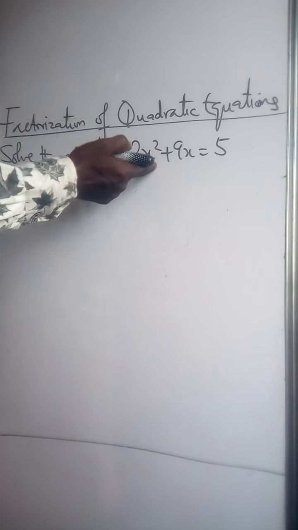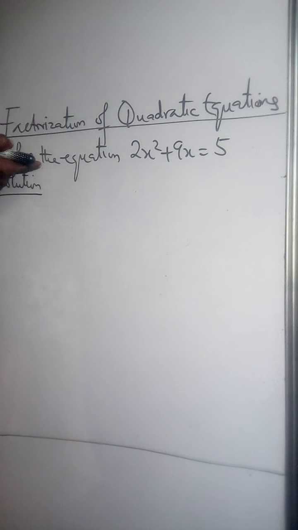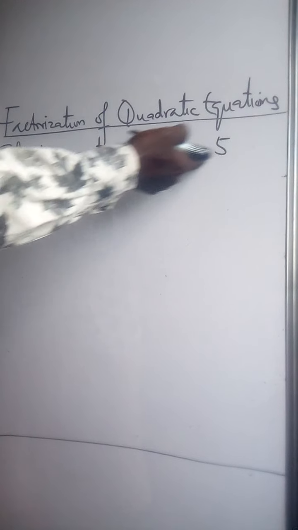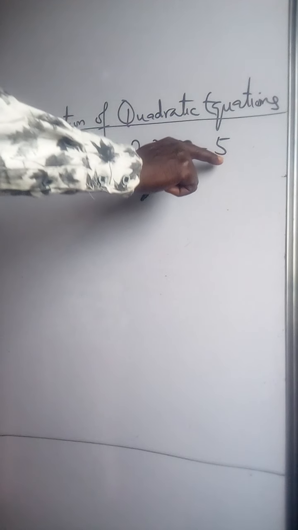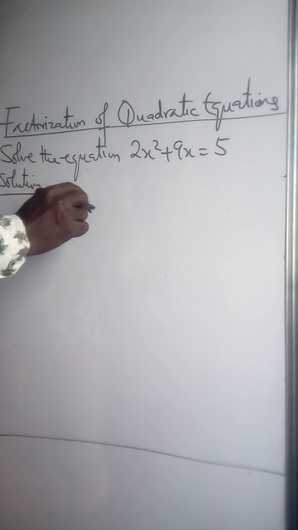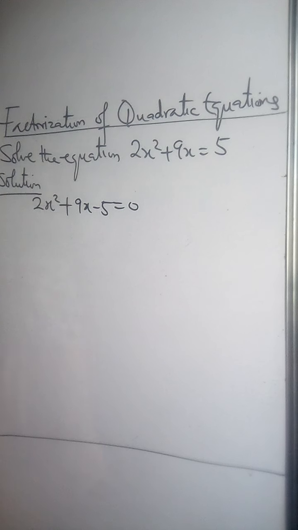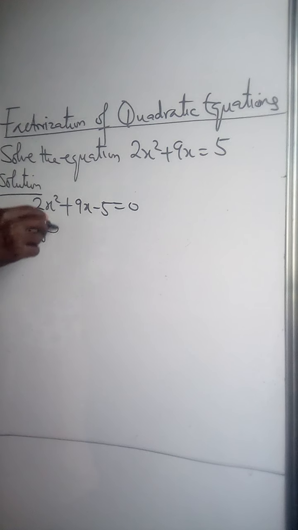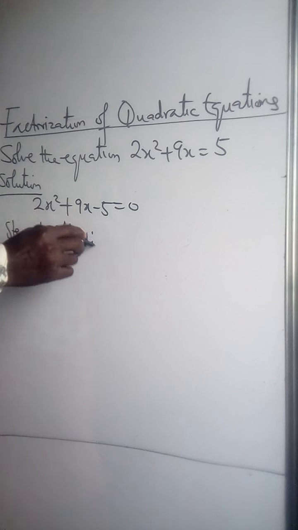For us to use this factorization method to solve this, we have to first of all write this in such a way that on the right hand side we have a 0. So now we write the equation as 2x squared plus 9x minus 5 is equal to 0. Now the very first step, we have some steps to follow.